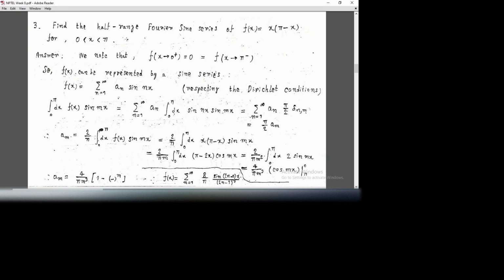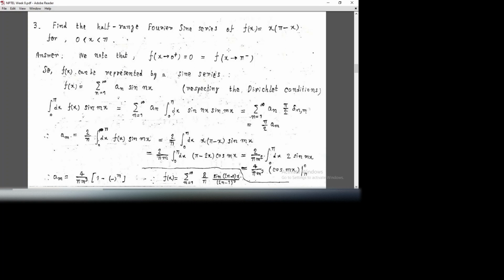Okay, so find the half range Fourier sine series for this given function f(x), which is x multiplied by (pi minus x), for 0 less than x less than pi. So this is our range and this is our function.